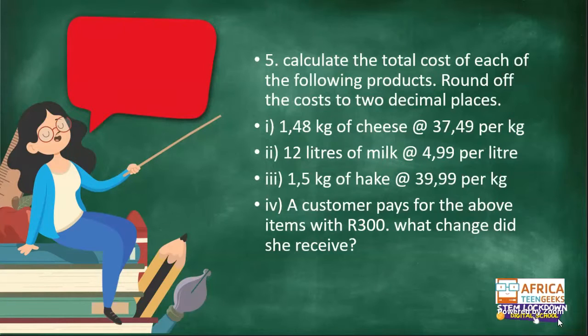So to find the last answer there, we say a customer pays for the above items with 300 rands. What change did she receive? So we need to find out what is the change that the customer received. And of course, all that you need to do now is to add the 3, and then you subtract them from 300 to settle the total. Yes, Devang was saying.